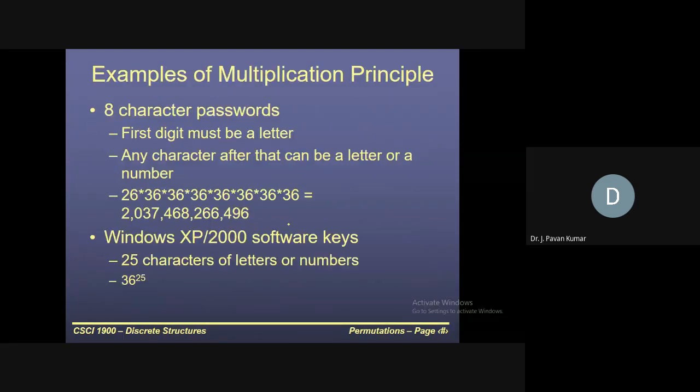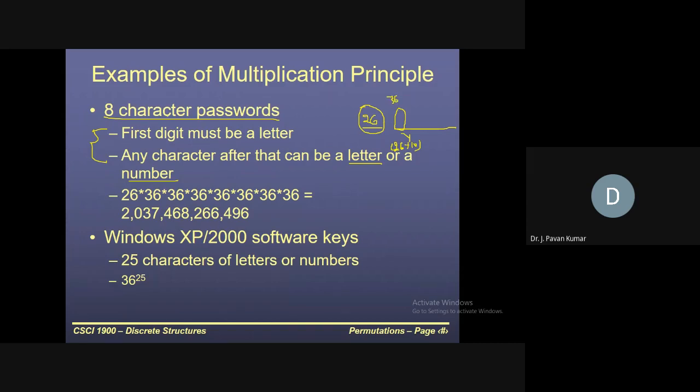Next, other examples, like 8 character passwords we have to get. These are the two restrictions. First character must be a letter. For the remaining 7, any character can be a letter or a number. Now the first character must be a letter. How many possibilities for a letter in general? 26. Next, after that we can have a letter or a number. For each and every digit, how many possibilities will we have? 10 for digits and 26 for letters. So total 36 possibilities for each character. Yes or no?